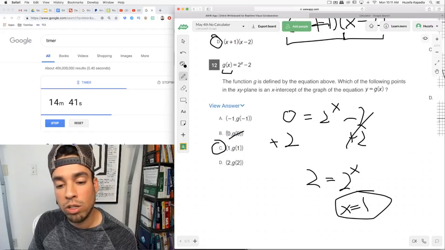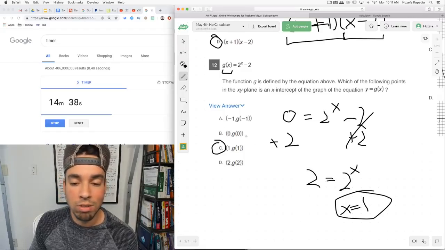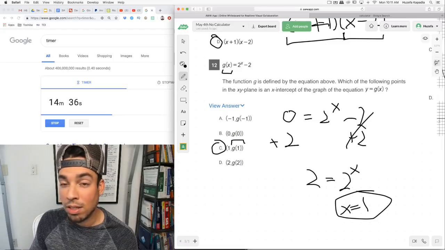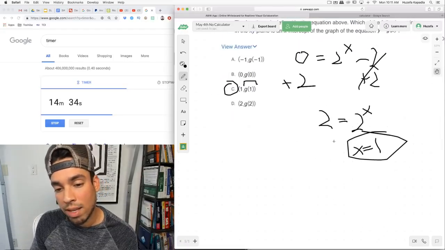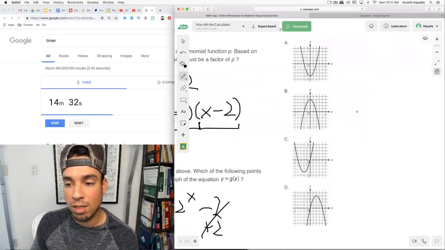See, they're trying to trick you with this one because you're like, oh, it should be 0. I mean, this is 0, but it doesn't matter. It's still also the y value, or the g value in this case, at 1, and that's fine.